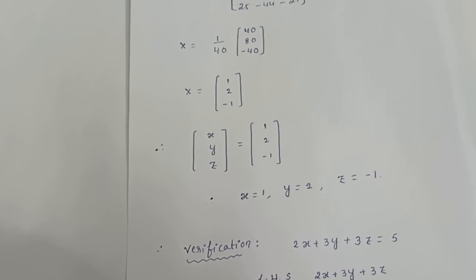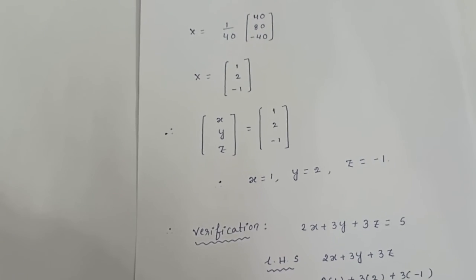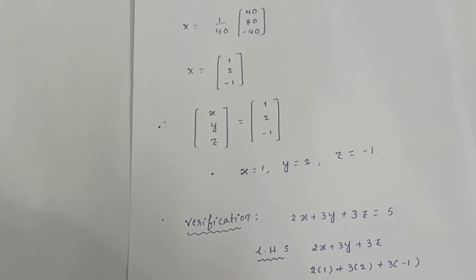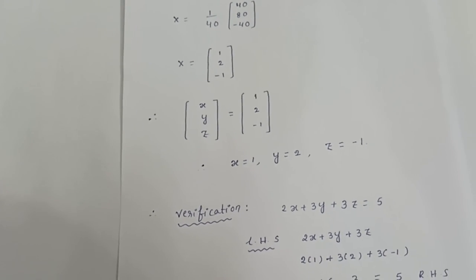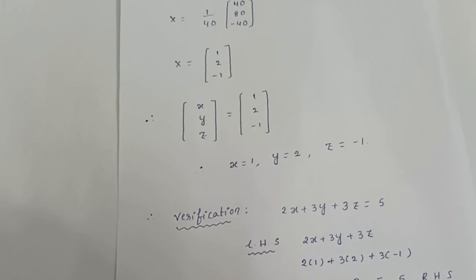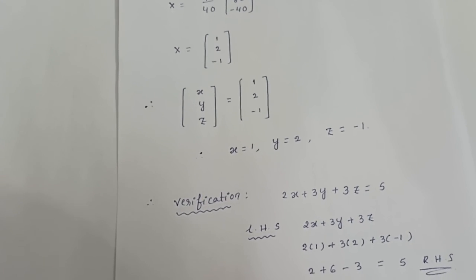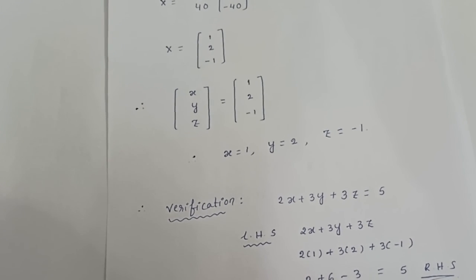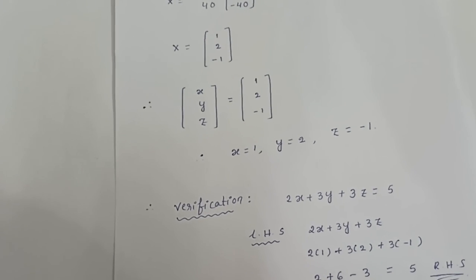Verification method. This is to check whether the answer is correct or wrong. Already we know the given three equations. We have to verify any one equation. Let me take the first equation, 2x plus 3y plus 3z equal to 5. This is the given first equation. Now we take the LHS, 2x plus 3y plus 3z. Now substitute the values of x, y, z here: 2 into 1 is 2, plus 3 into 2 is 6, plus 3 into minus 1 is minus 3. Therefore 2 plus 6 minus 3 is 5. So this is equal to the RHS. Therefore this is correct.